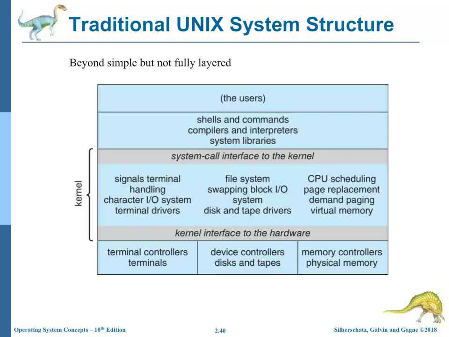The original Unix operating system has two separate parts, the kernel and the system programs. The kernel is further separated into a series of interfaces and device drivers, which have been added and expanded over the years as Unix has evolved. Everything below the system call interface and above the physical hardware is the kernel. The kernel provides the file system, CPU scheduling, memory management, and other operating system functions through system calls. All those functionalities are combined into one single address space.